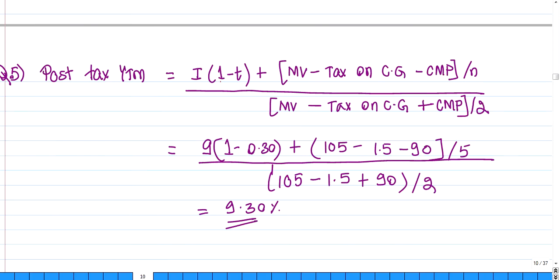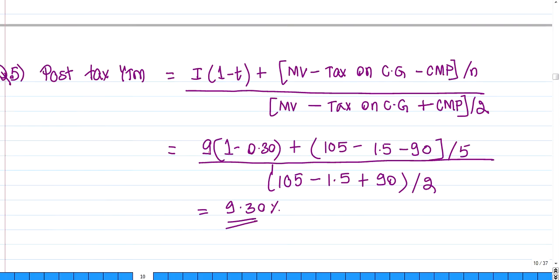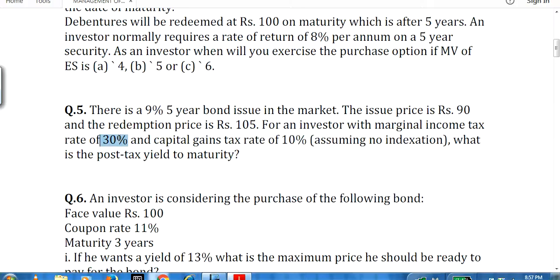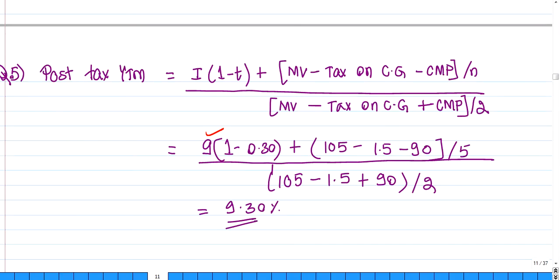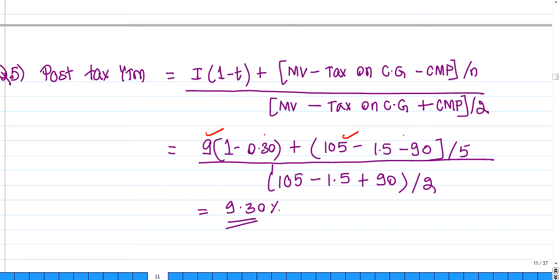Very easy. Post-tax, you will get 1 minus T. Interest is 9% on 90 rupees, that is 9. 1 minus tax will be 30%. This is not a capital gain. Capital gain is 105 minus 90. This is for interest, income tax. Capital gain tax for this one, 105 minus 90. That we all know, that is very basic. 105 minus 90 into the tax rate. The capital gain tax rate is 10%. It is 1.5. That should be deducted.